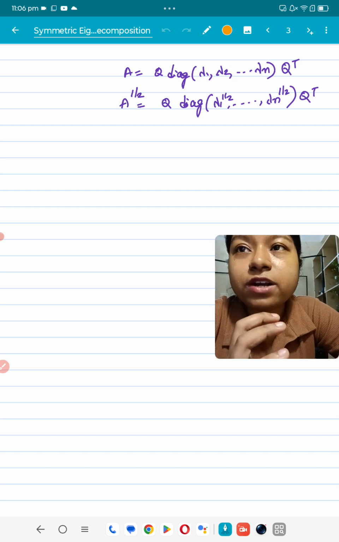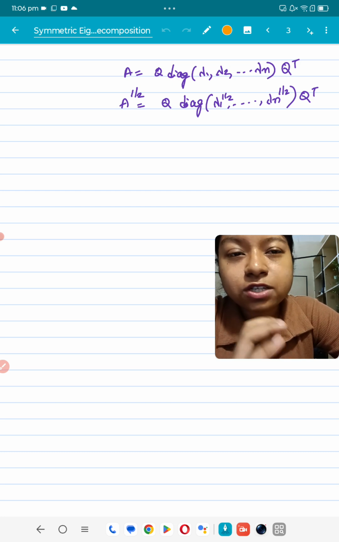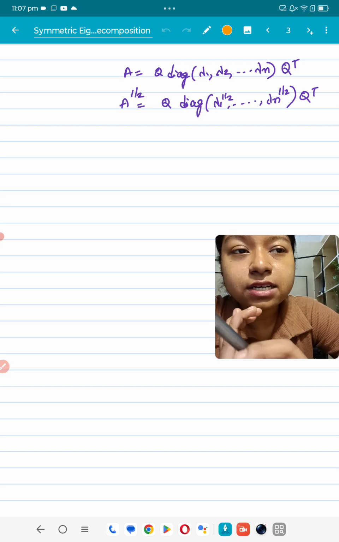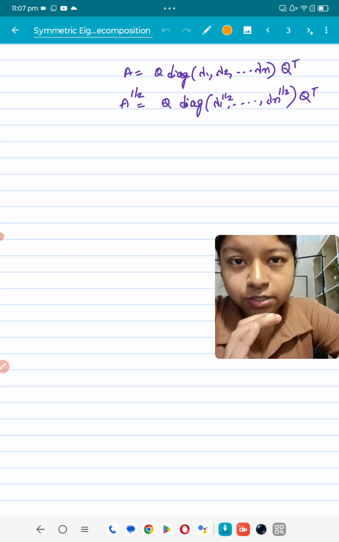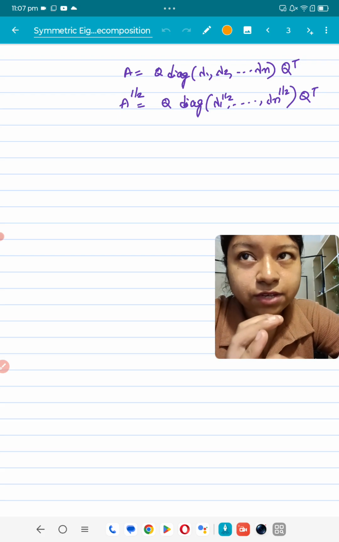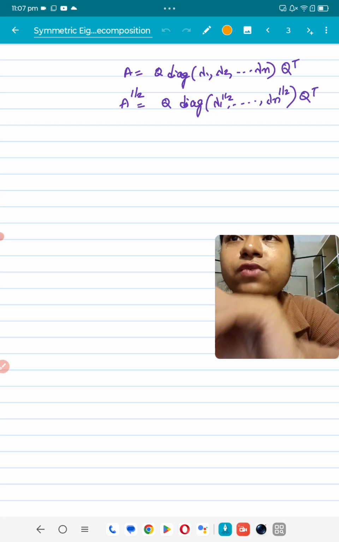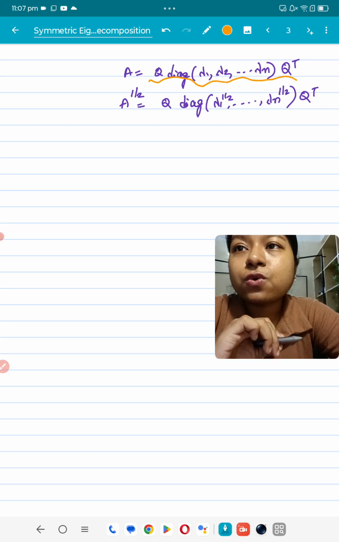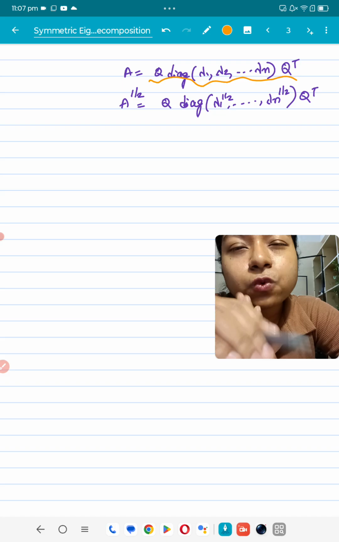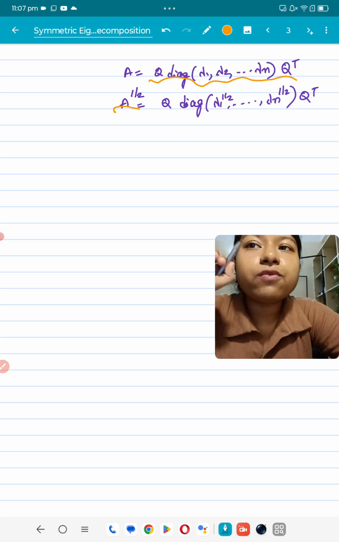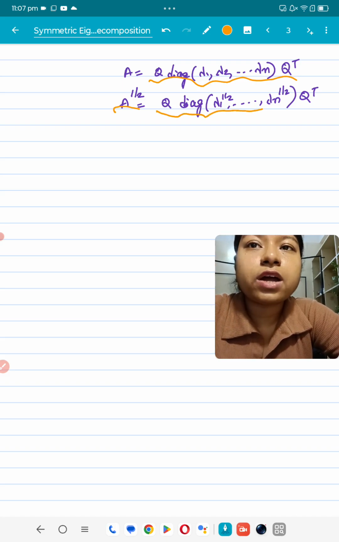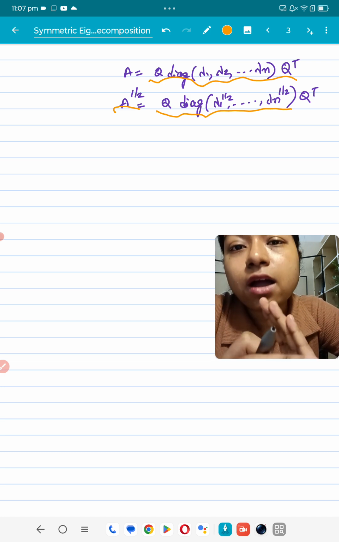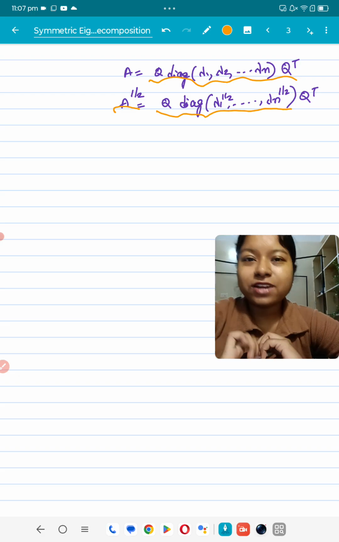There is one more property of a positive definite or positive semi-definite matrix. Since A is a real symmetric matrix, we can break it down using EVD, into Q diag of lambda 1, lambda 2 times Q transpose. If we want to take the square root of A, that is A to the power 1 by 2, we can directly take the square root of the diagonal elements of the lambda matrix. That means we directly take the square root of the eigenvalues. So that's all. Thank you.